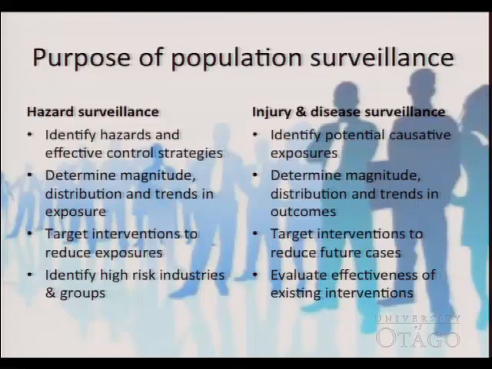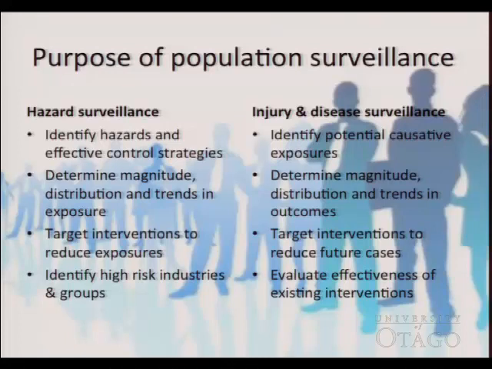In terms of injury and disease surveillance, this is known as lag surveillance, so this is really the ambulance at the bottom of the cliff. Disease and injury has already occurred. Here we're wanting to identify potential causative exposures. We want to again look at the magnitude and distribution and trends in those different outcomes. We want to use that to help us target interventions to reduce future cases and also sometimes to monitor what sort of additional healthcare services we might need if we have big groups coming through who have exposures to these types of outcomes.